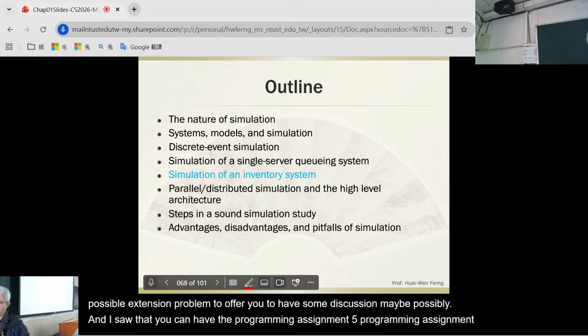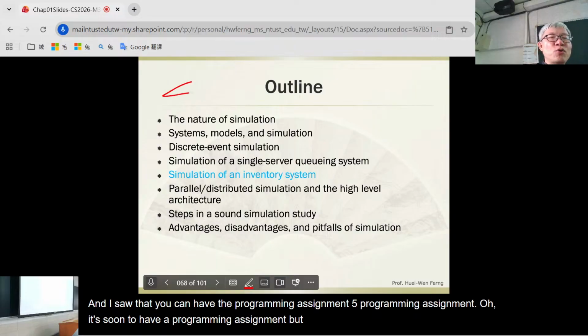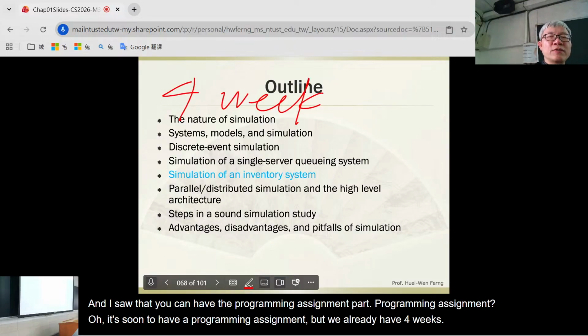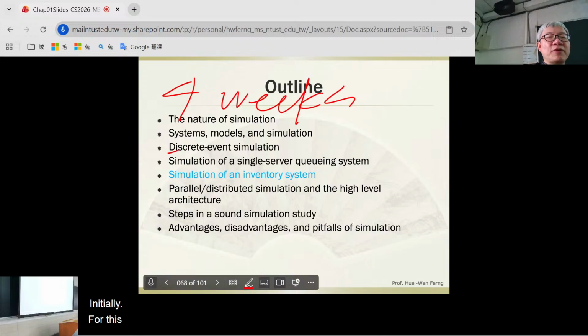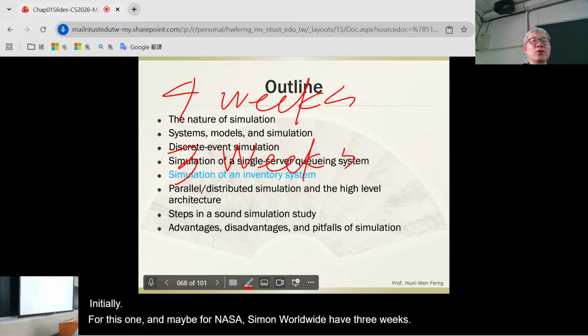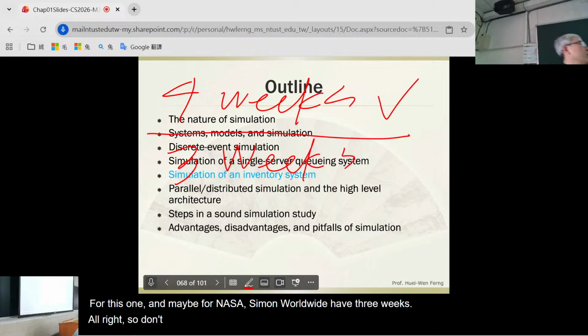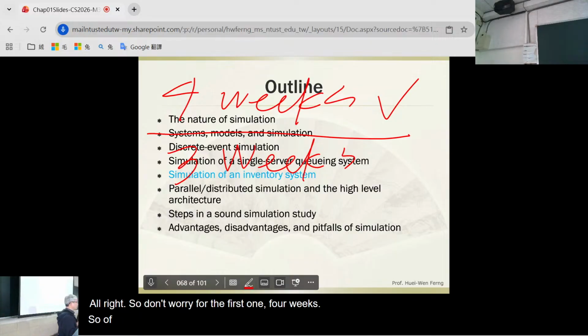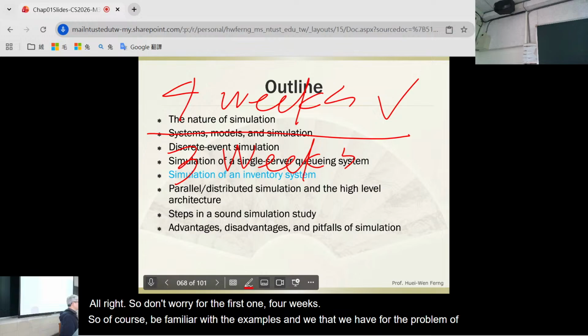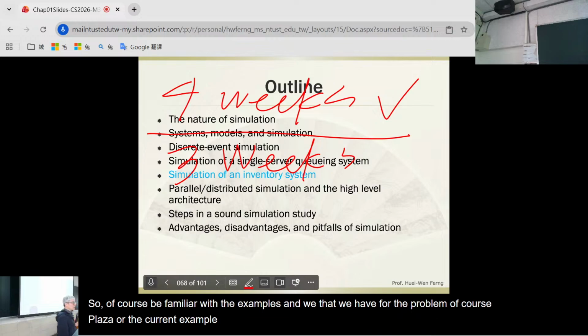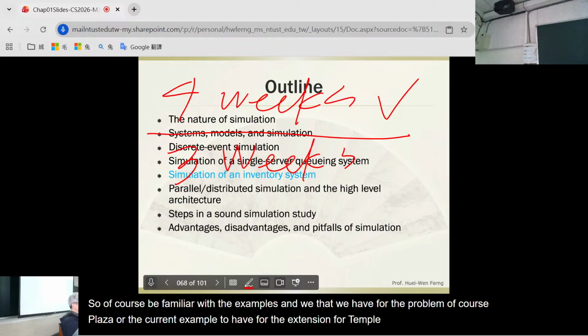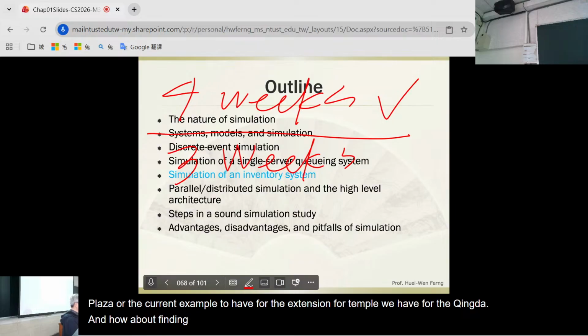So that you can have the programming assignment. It's soon to have a programming assignment, but we already have 4 weeks initially for this one. And maybe for the next assignment, we will have 3 weeks. So don't worry for the first one, 4 weeks. Of course, be familiar with the examples. And we will have the problem, based on the current example, to have the extension. For example, we have the queuing delay. And how about finding the time stay in the system?